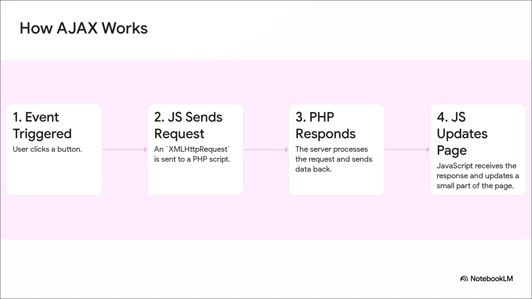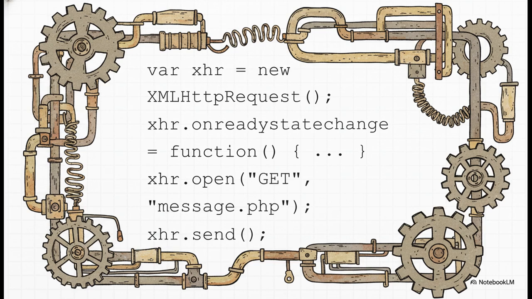So how does this whole thing work? Well, it starts when you do something like click a button. That triggers some JavaScript to send a quiet request in the background to a PHP script on the server. The PHP script does its thing, maybe it grabs something from a database, and sends a response back. Finally, the JavaScript on the page catches that response and uses it to update just the tiny little piece of the page that needs to change. It's like having a waiter bring you a new drink without making your entire table get up and go to the bar. And this is what that request looks like in plain old vanilla JavaScript.